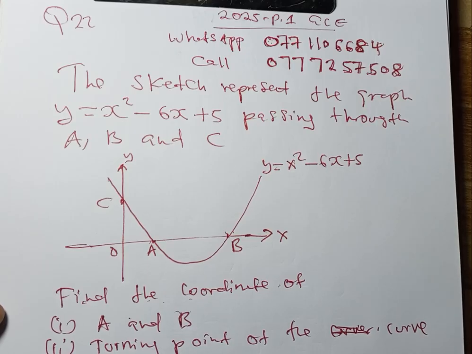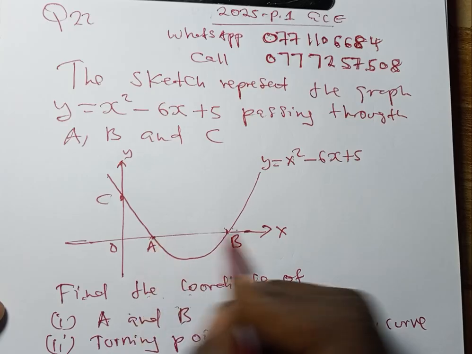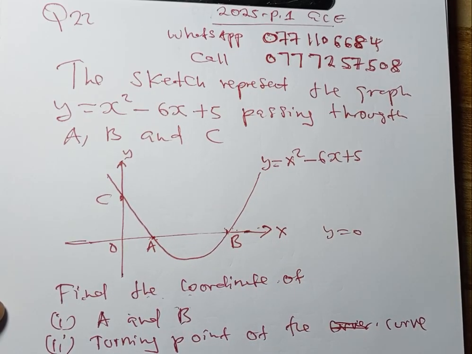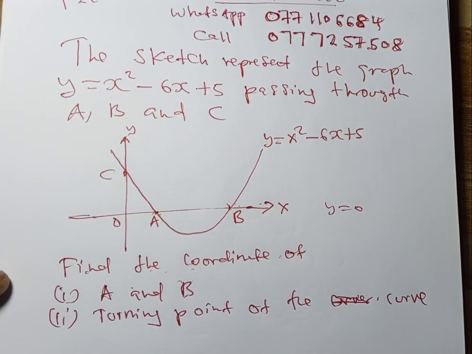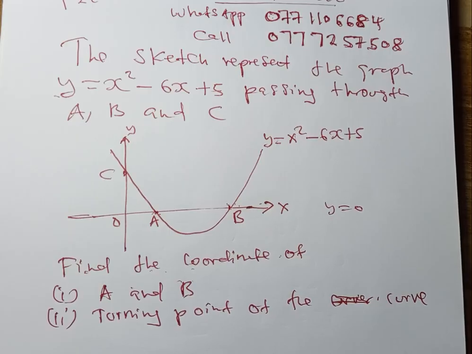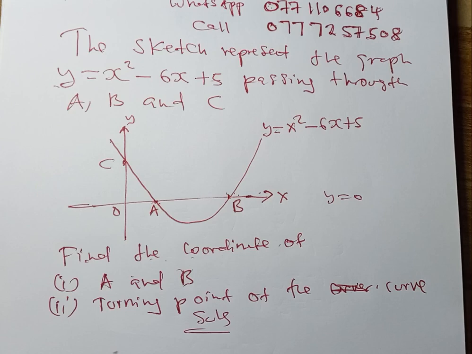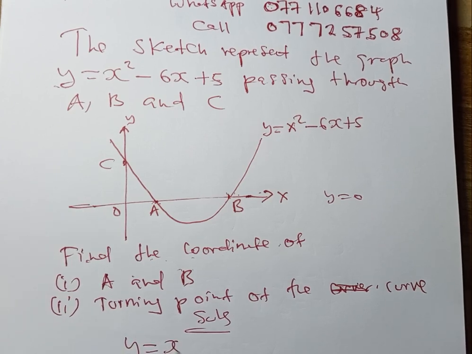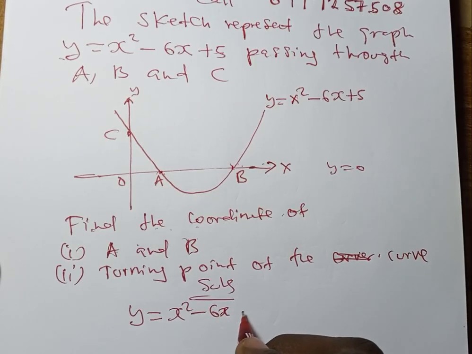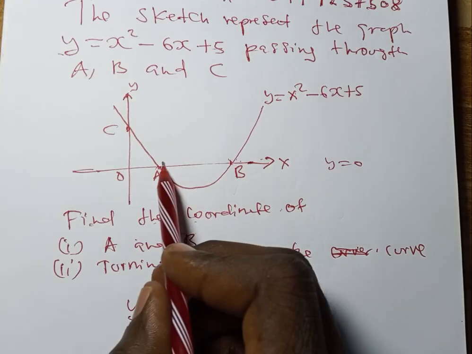So this is very simple. To find the coordinates of A and B, as you can see, A and B lie on the x-axis. On the x-axis, y equals 0. We always use this equation. This topic is called quadratic curves. So solution, we are going to have y equals x power 2 minus 6x plus 5.